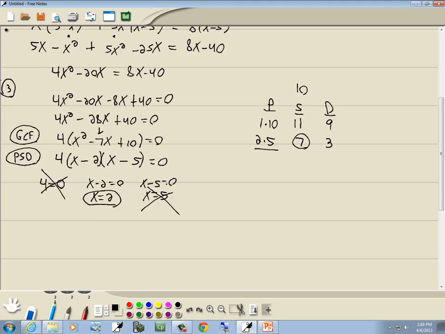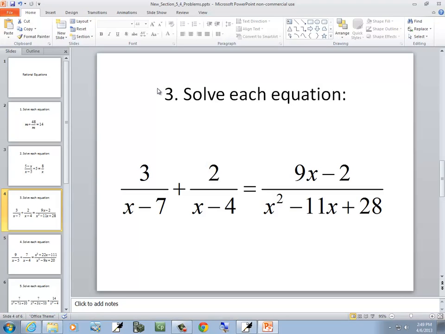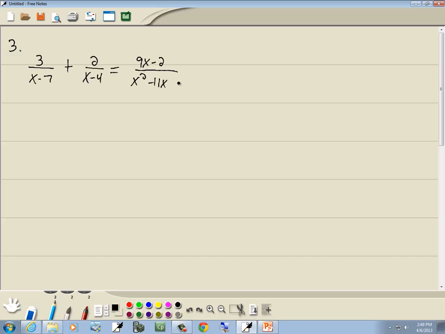Let's take a look at this one. We got 3 over x minus 7 plus 2 over x minus 4 equals 9x minus 2 over x squared minus 11x plus 28. Step 1. Factor all of our denominators.